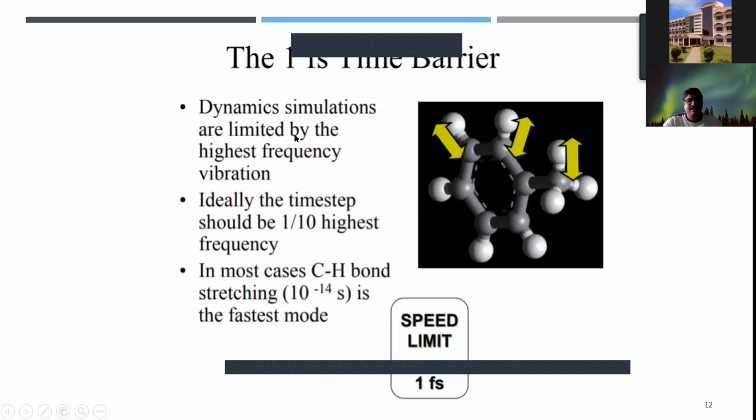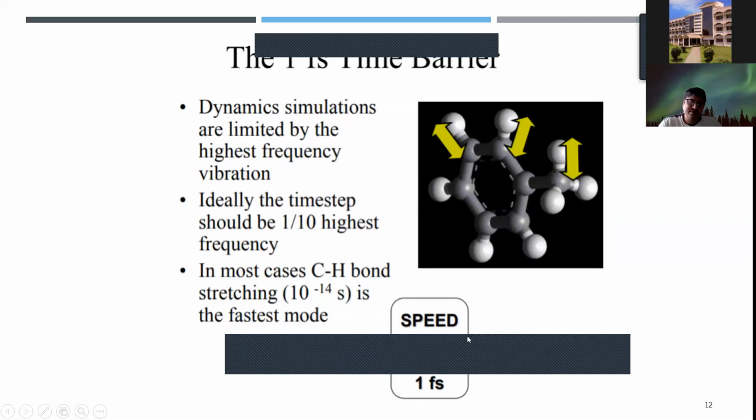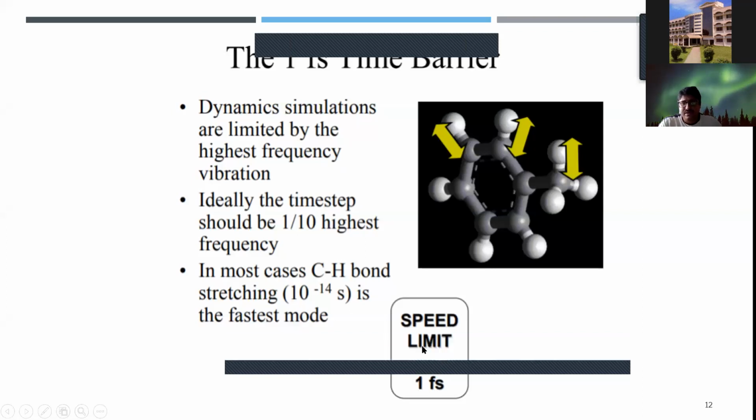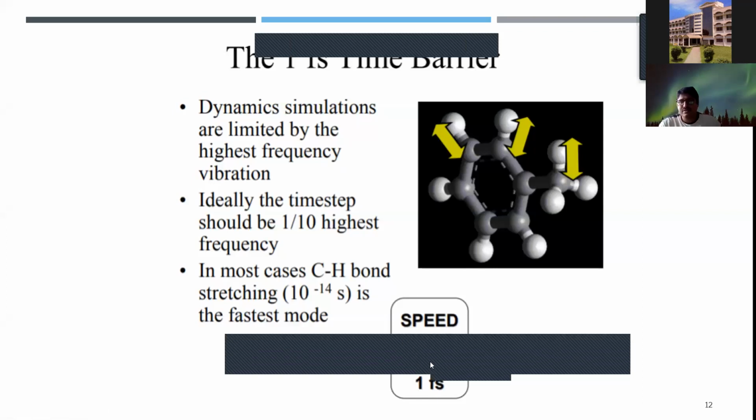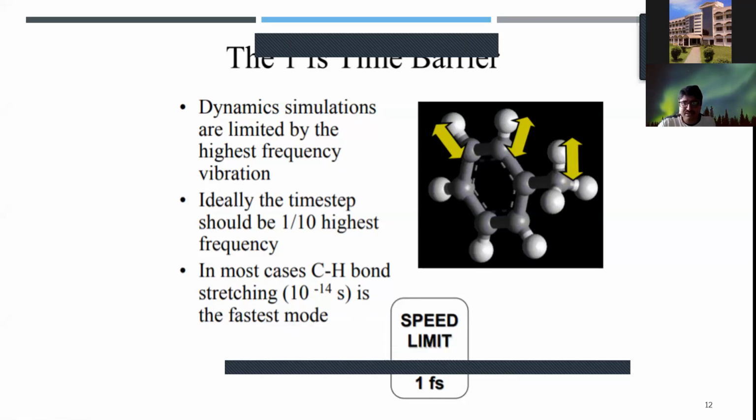Dynamic simulations are limited by the highest frequency vibration. So this is the highest frequency vibration, and that's why we have to limit the time step of the simulation to a few femtoseconds, and we cannot go beyond that. We need to set it up to this, up to the stretching vibrations, so we can get all the information between the interactions.